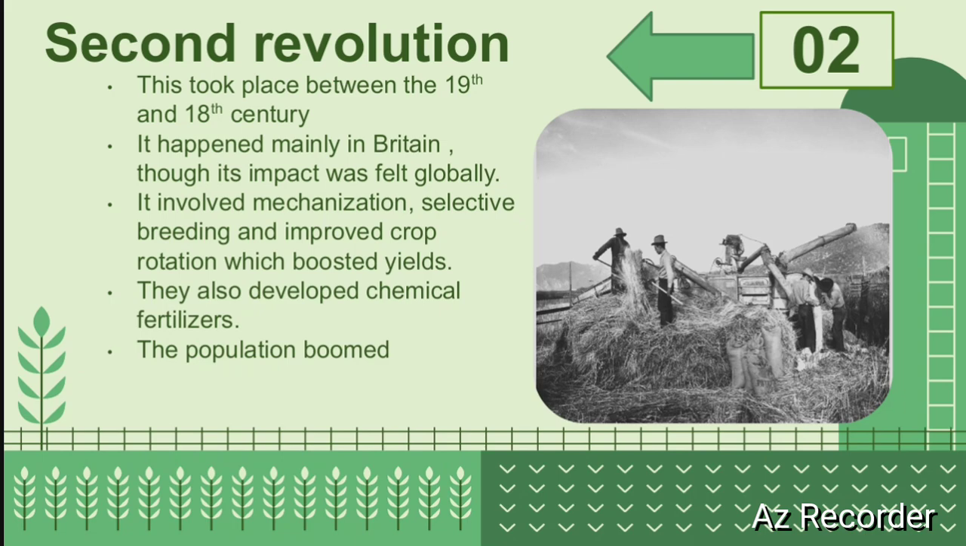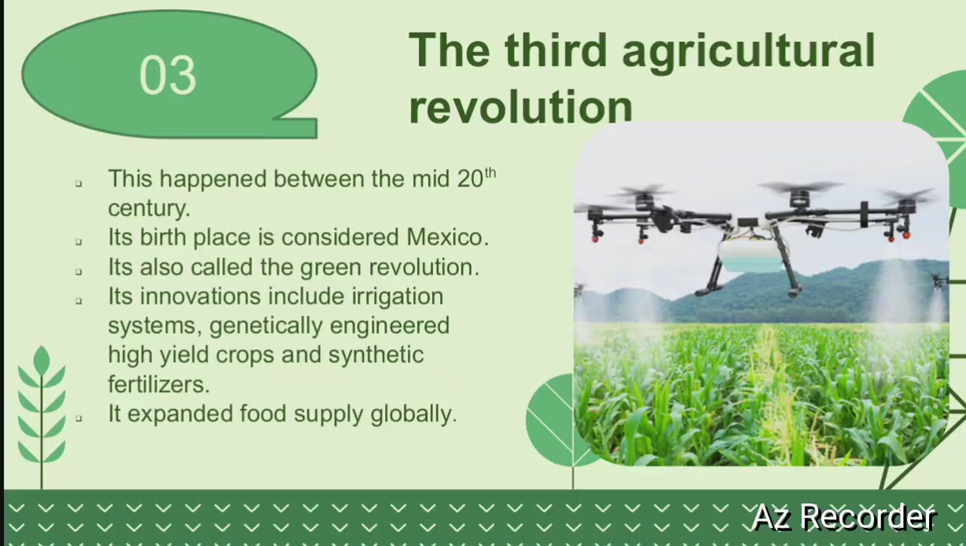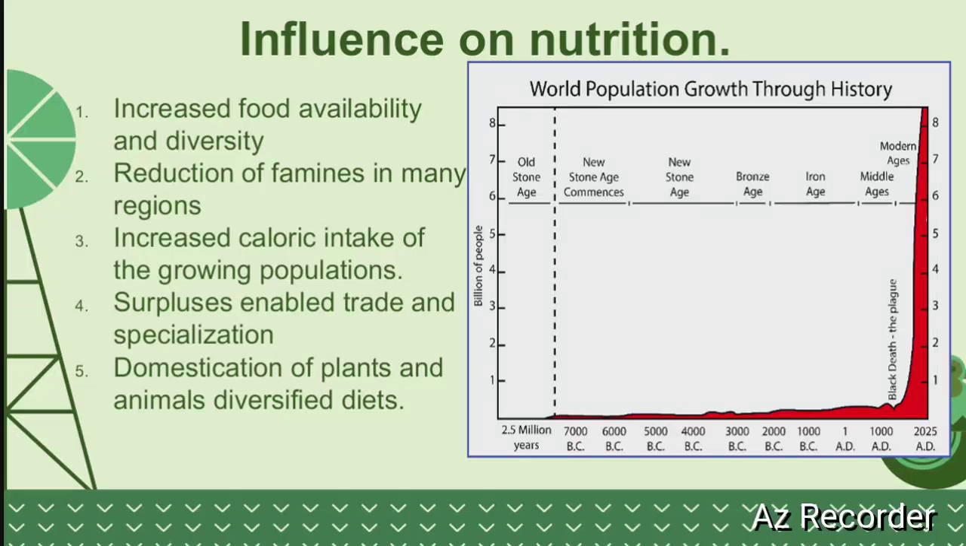Now, the second revolution took place between the 18th and the 19th century. It happened mainly in Britain, though its impact was globally felt. It involved mechanization, selective breeding, and improved crop rotation, which boosted yields. They also developed chemical fertilizers. The population boomed. Thirdly, the agricultural revolution that happened in the mid 20th century. Its birth is considered to be in Mexico. It is also called the Green Revolution. Its innovations include irrigation systems, genetically engineered high-yield crops, and synthetic fertilizers. It expanded food supply globally.